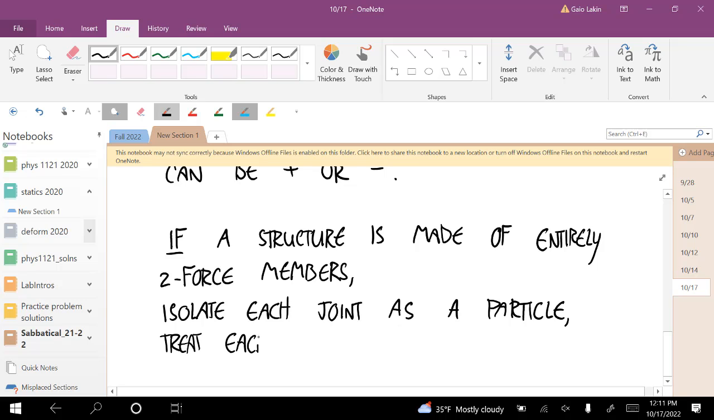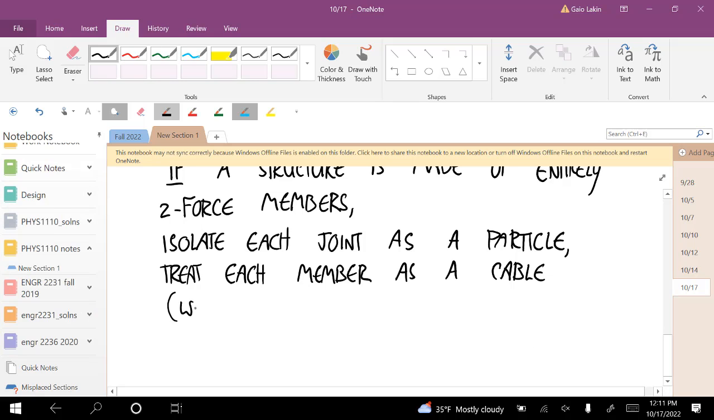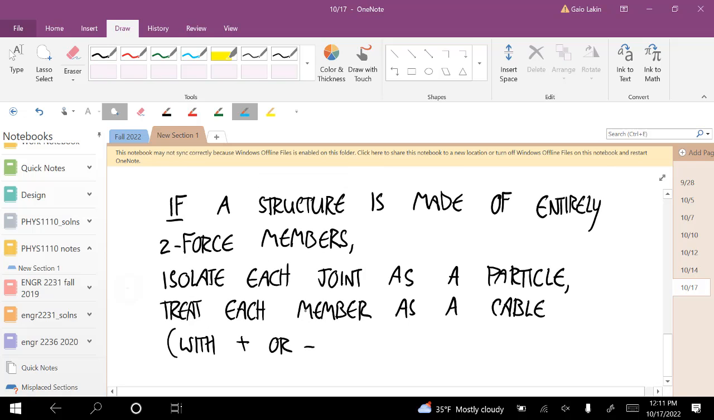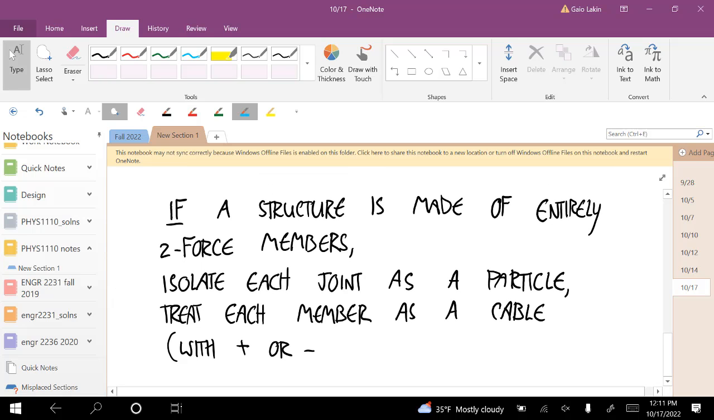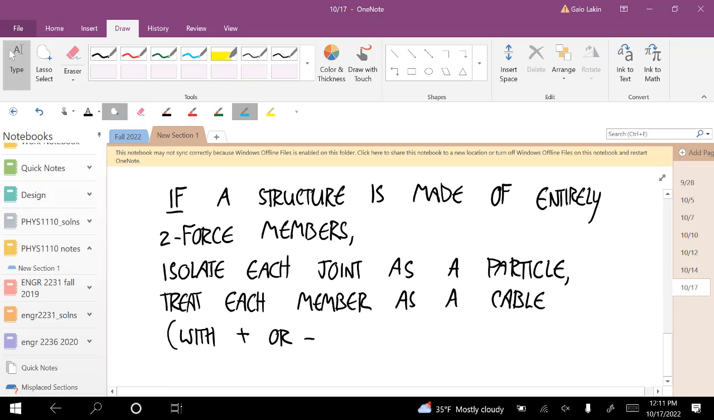Treat each member as a cable, except the tensions can be positive or negative. Question? Yeah, is the negative tension for compression? So yeah, with a cable, you can't have any compression. With these, you can have compression or tension. Hopefully, when I give an example, it'll be a little more clear what I'm talking about. But for now, I just want to get all this stuff in your notes, sort of like a definition.